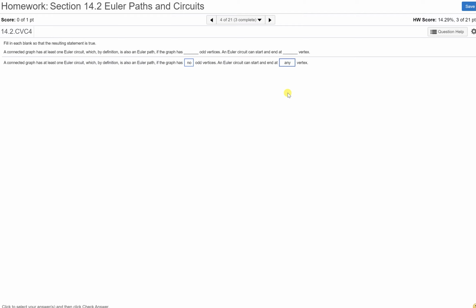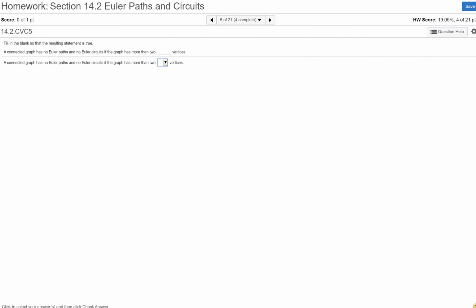The theorem states, by definition, a path is just if you cross every edge once, right? Every edge is crossed once, you have a path. But if you happen to start at one vertex and end up at the same vertex, that path is also a circuit. That's the idea. So every Euler circuit is also an Euler path. And that means it has no odd vertices. That's what the theorem holds, and it's true. And of course, that means that you can start anywhere. Any even vertex will be fine.